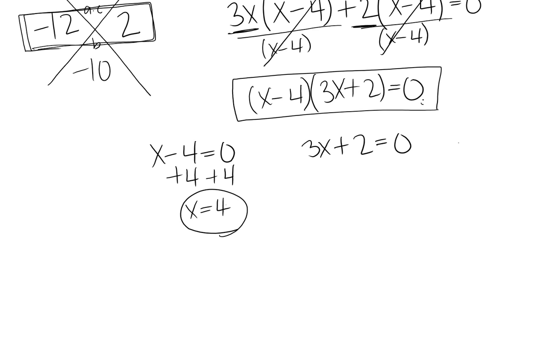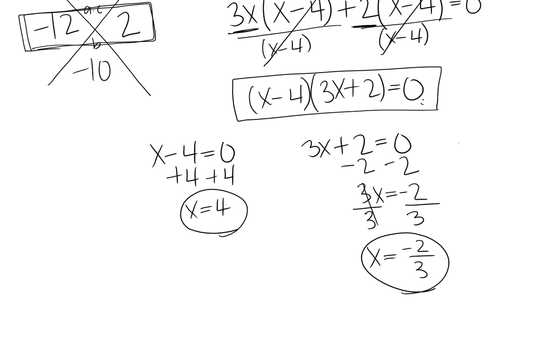Then for the second one, it would be 2 steps. I would need to subtract 2 first. So I get 3x equals negative 2. And then I would divide both sides by 3. So my second solution would be x equals negative 2 over 3.